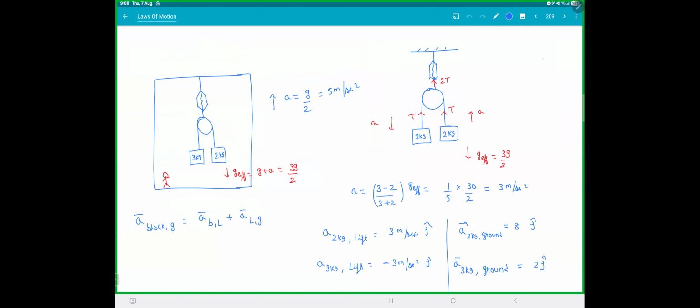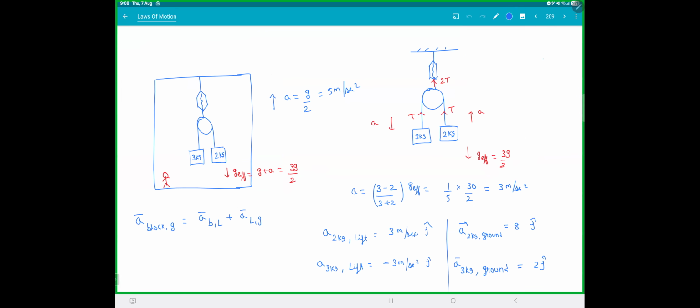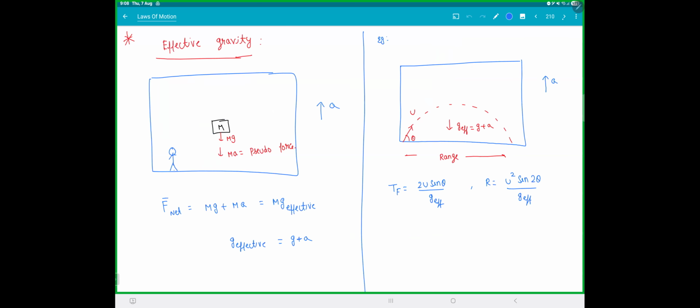So like I said, pseudo force will not really do too many things, but this is the main idea there. Especially when they ask you projectile inside a box, use g effective. Atwood machines in a box, something like this, g effective is useful.